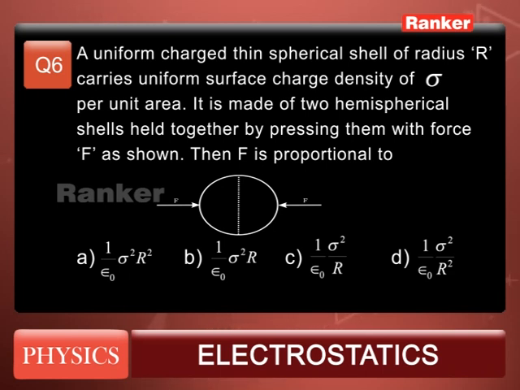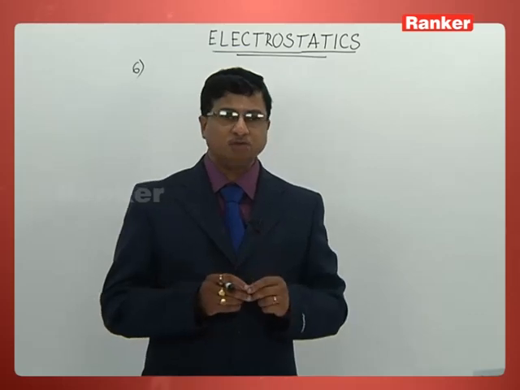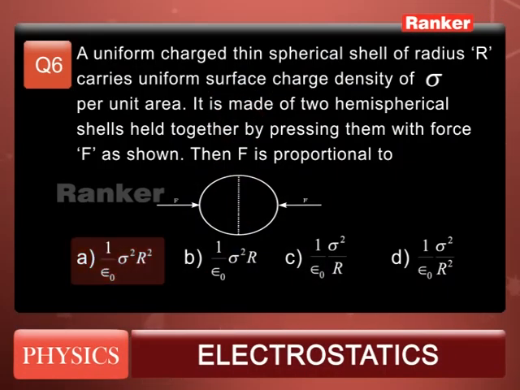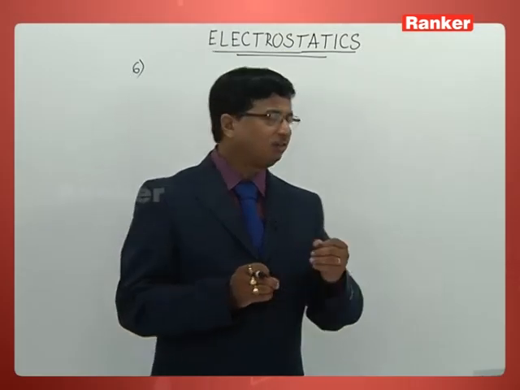First option is 1 by epsilon naught sigma square r square. And second one, 1 by epsilon naught sigma square r. Third option, 1 by epsilon naught sigma square by r. And fourth option, 1 by epsilon naught sigma square divided by r square. The correct option for this problem is the very first one. That's 1 by epsilon naught sigma square r square. That is the concept.